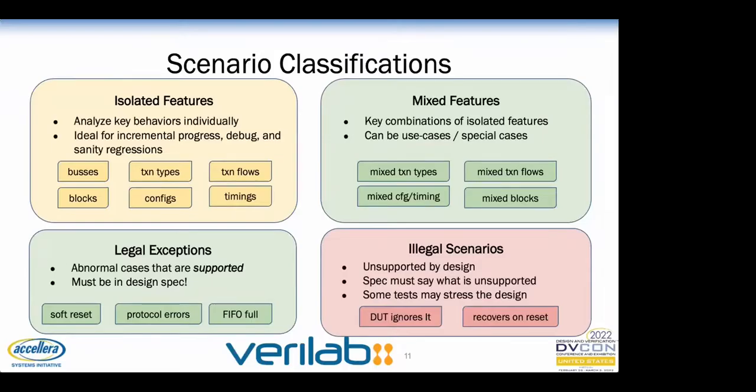It's common for engineers to confuse legal exceptions with illegal scenarios, so this is a key area for us to find bugs. This often happens because there's often ambiguity in the spec, and designers often make assumptions around these cases.